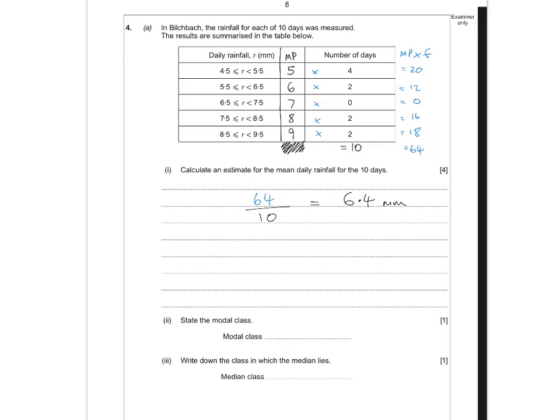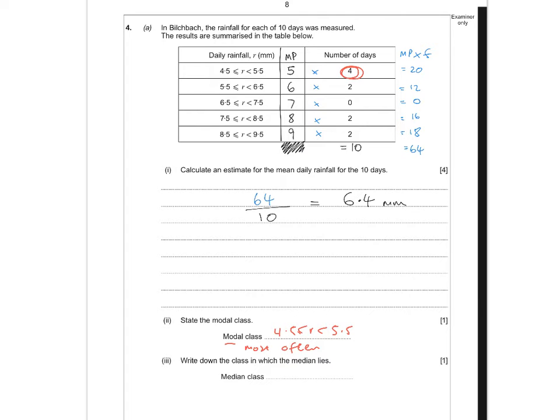Now that bit's easy. We know that modal means the most often. So i.e. which class appears the most amount of times, and that answer is there. Okay, it's 4. So that belongs to 4.5 is less than r is less than 5.5.